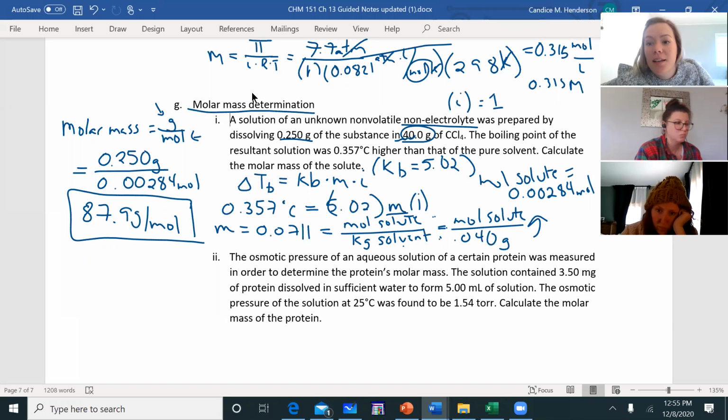So now I know what my molar mass is of this unknown material. Now, if they had given you, hey, it's one of these 5 things, you could calculate the molar mass for each of them and match it up. But in this problem, it just is saying, just tell me what the molar mass is.